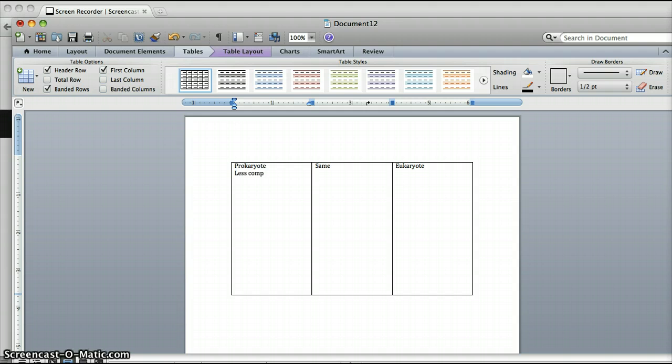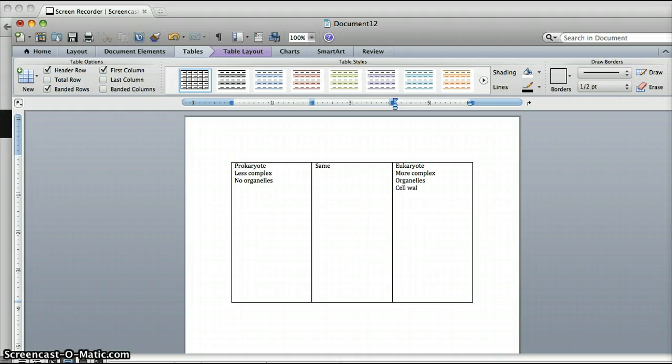Now, these are all the characteristics in a prokaryote cell. It's less complex, and it has no organelles. Now let's look at the eukaryotic cell. The eukaryotic cell is more complex than your prokaryotic cell. It has organelles, it has a cell wall, and it has a nucleus. Now, if you remember, in plants and animal cells, they have to have nuclei, but in a non-plant or animal cell, it doesn't need to have a nucleus.